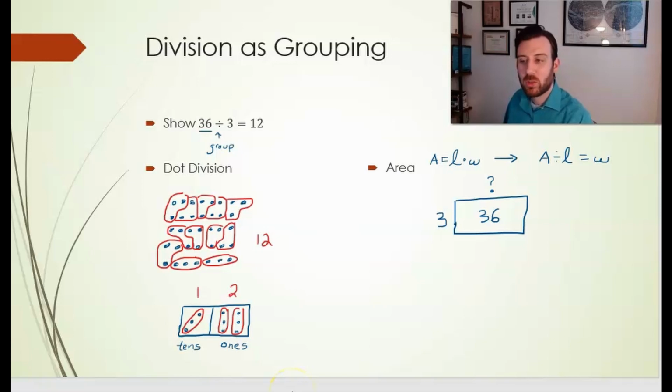Now we can work through this in a couple of different ways. One of my favorites is to represent this rectangle where you have the tens place and the ones place. So where 3 is on the outside and 36 is on the inside, we're going to write 30 and 6 instead of 36. And that helps us see that we have 10 by 3 creates a 30 area, and 2 by 3 creates a 6 area, so we have 10 and 2 for our length.